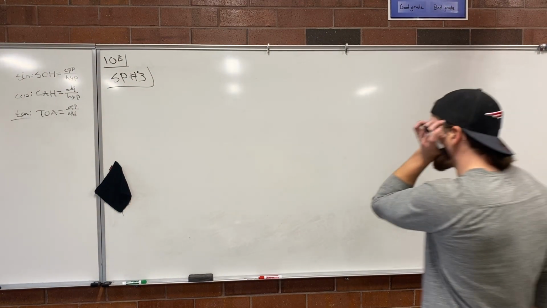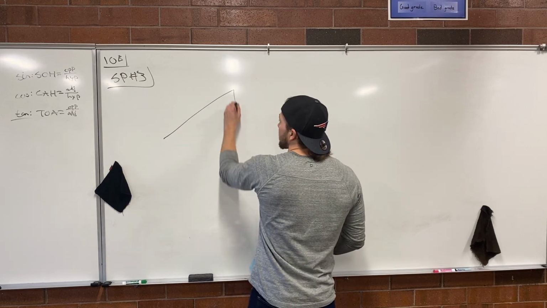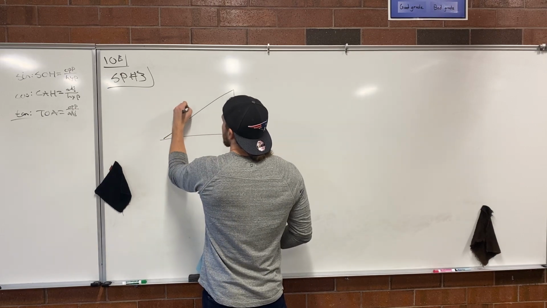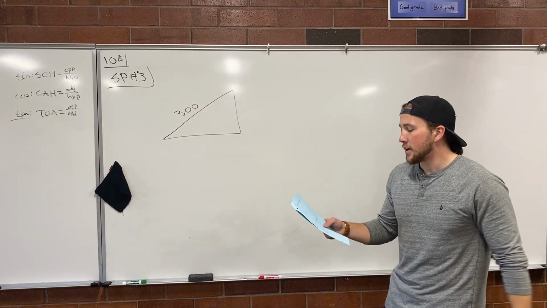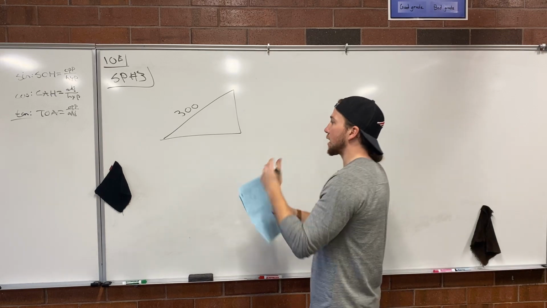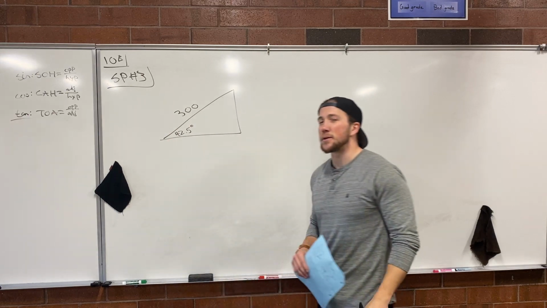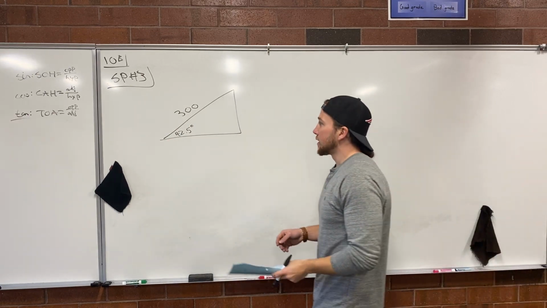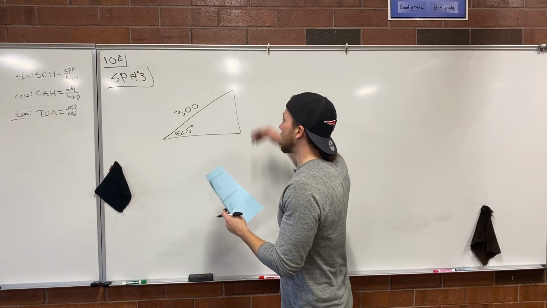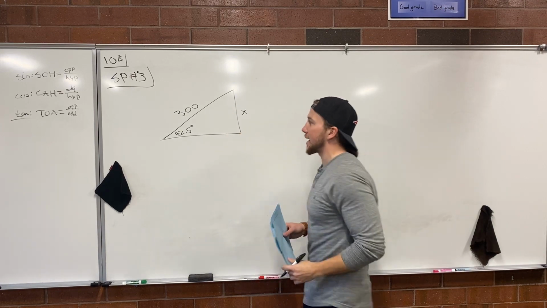Okay, so he realizes that 300 feet of string are out. So 300 feet goes there. He realizes that the angle between the string and the ground is 42.5 degrees. Okay, and we want to know how high his kite is above the ground. So the missing variable is here, it's x.